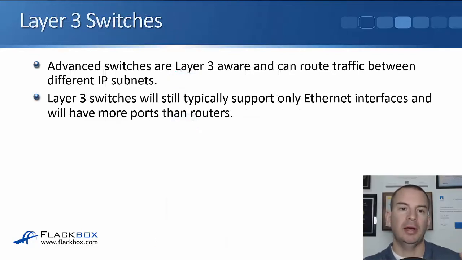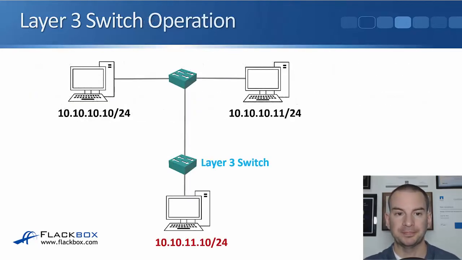Okay, one other thing to tell you about here is that you can get advanced switches which are layer 3 aware and can route traffic between different IP subnets. When you get one of those layer 3 aware switches, it's known as a layer 3 switch. It still has a lot of characteristics that are similar to a normal switch though, in that it will typically only support Ethernet interfaces and it will usually have more ports than routers.